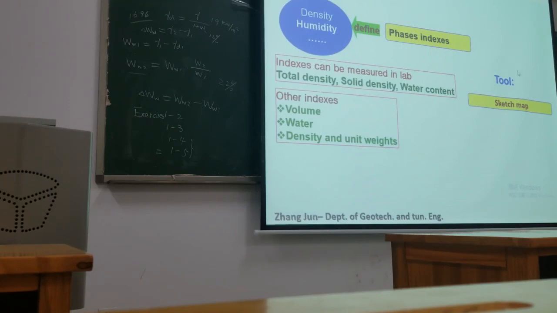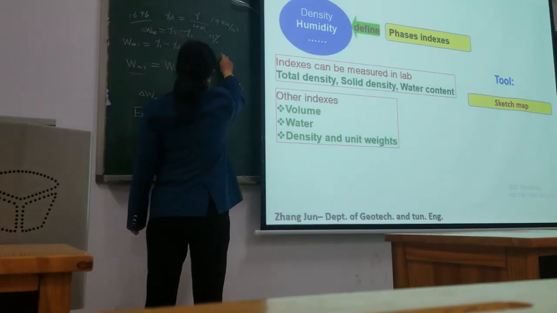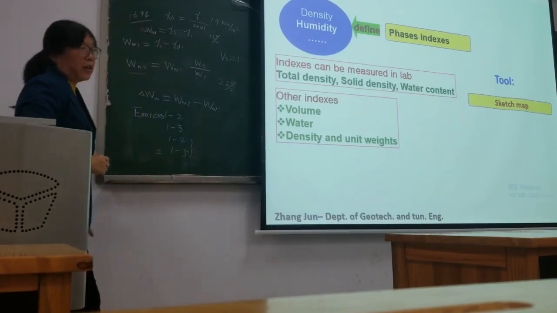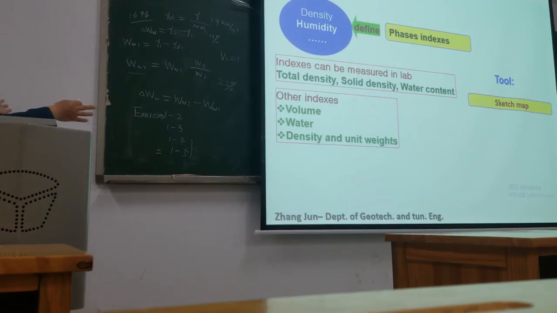Here, some useful tools. First, draw a phase diagram, or assume Vs equals 1, and give the mass and volume of soil particle, water, and the void or gas, and then use the definition of phase indexes. We can obtain the index.